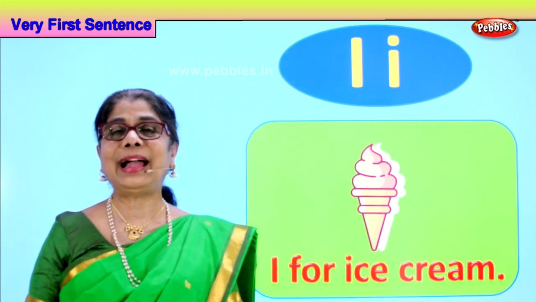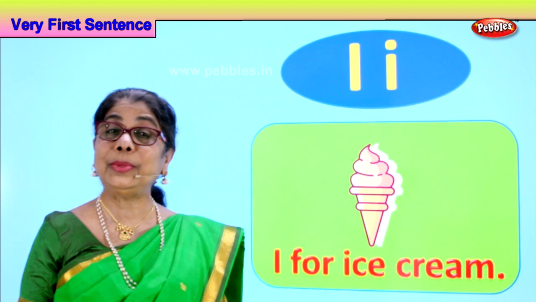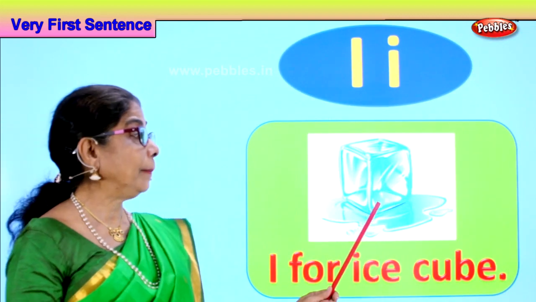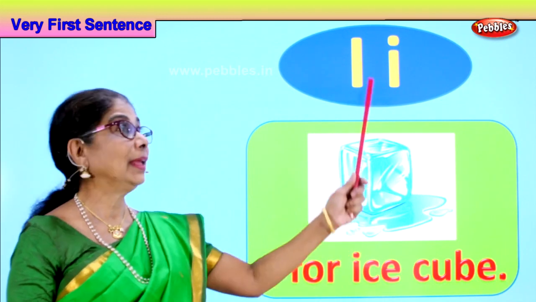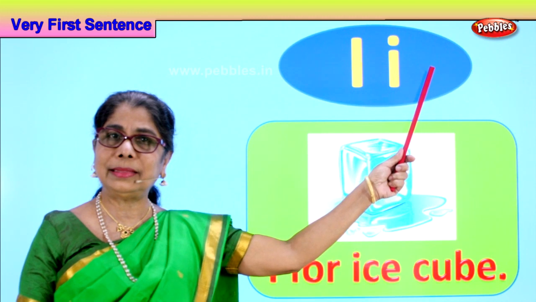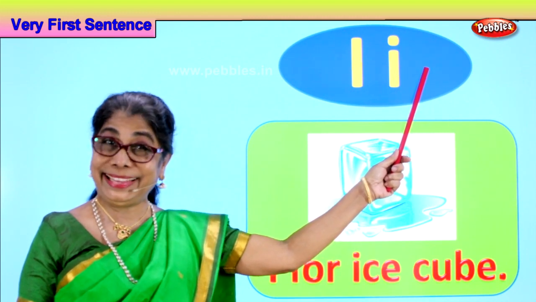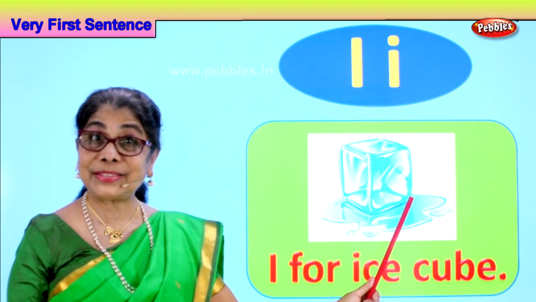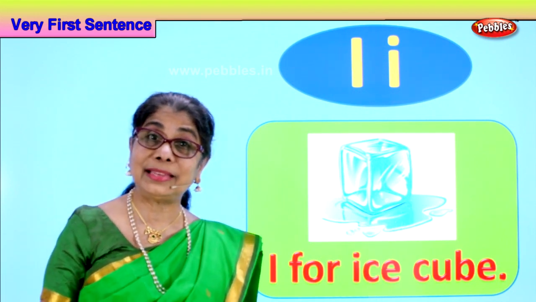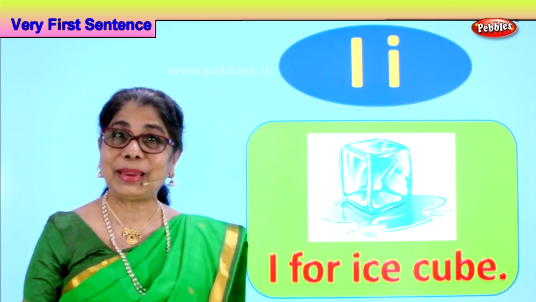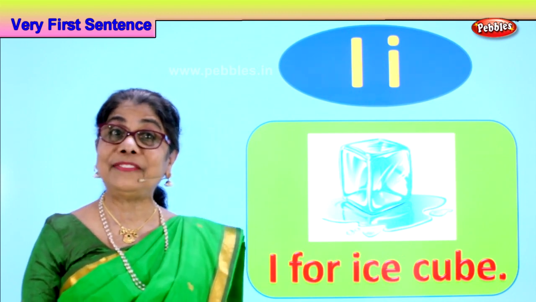Shall we take another word that begins with letter I? Here we are. Let's look at our picture. Big I, small I. The sound of I is E. What picture is this? Ice. Good. Where do you find ice? In your house. In the fridge. In the freezer. Mommy keeps ice in the freezer.